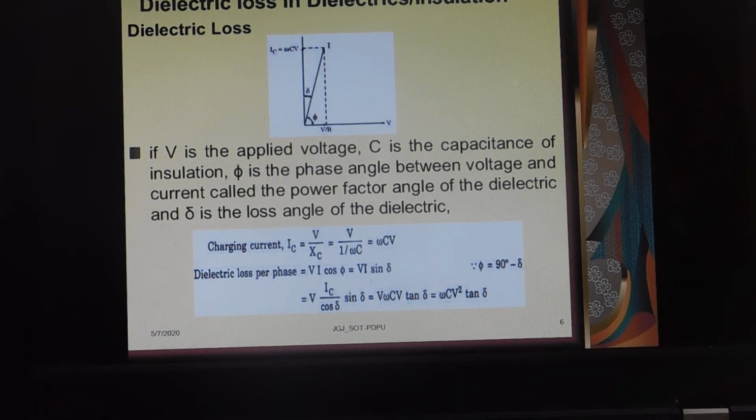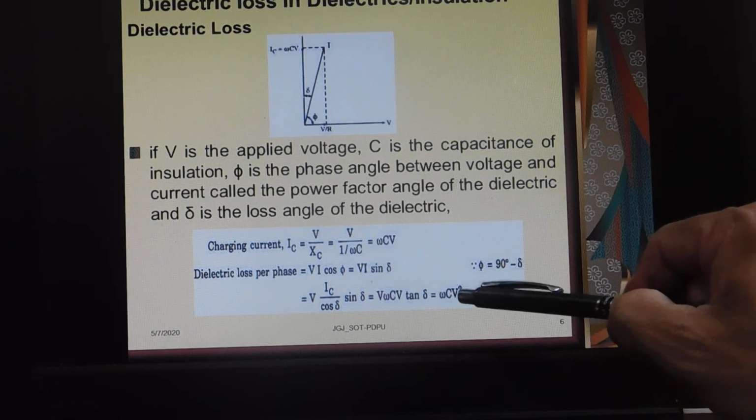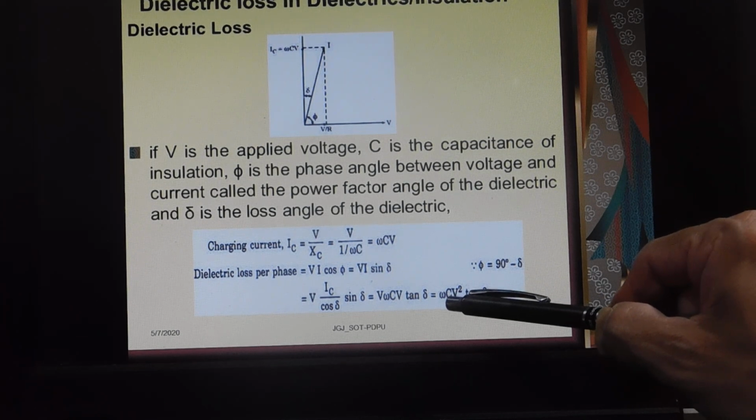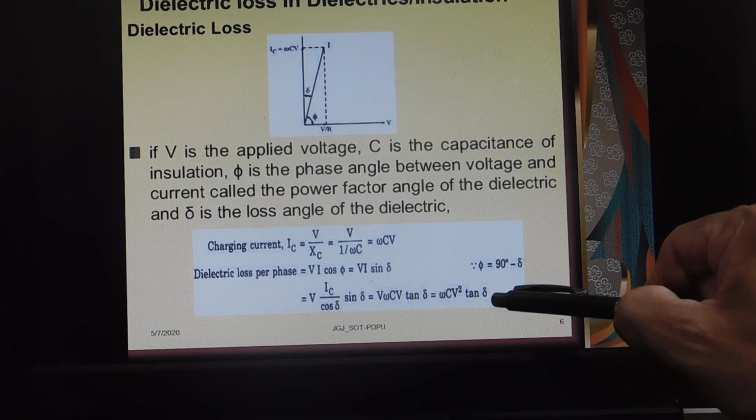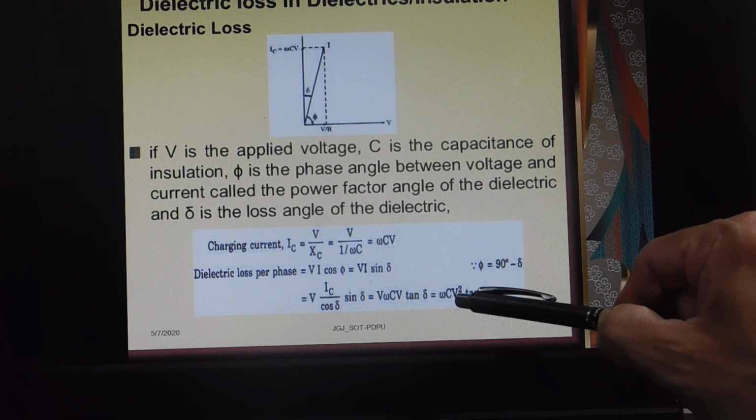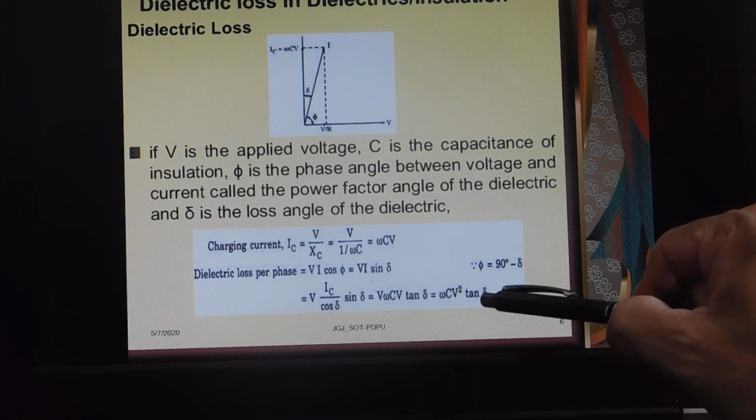Then how to calculate the dielectric loss? The dielectric loss per phase is equal to VI cos phi. Here phi is equal to 90 minus delta, and therefore we can write VI sin delta. Therefore the dielectric loss per phase is equal to omega C V square tan delta, where omega means 2 pi f, f is the frequency, C is the capacitance of the dielectric or insulating material, V is the applied voltage, and tan delta is called the loss factor or dissipation factor.